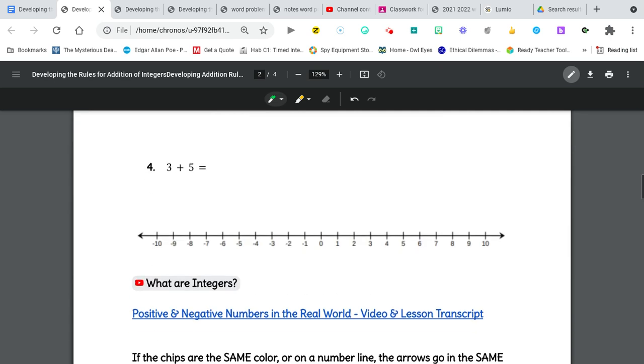If you look at number 4, of course, we all know what 3 plus 5 is. I'm going to model it. Those are my 3 positives and my 5 positives. I don't have any zero pairs, so I can't cancel anything. So I just end up with 8 positives. The math part on this is just to add.